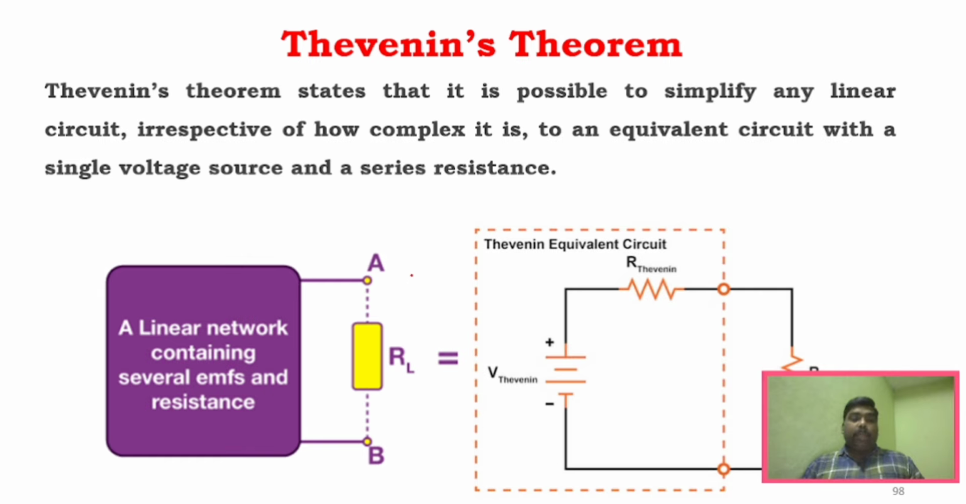You can see here this is a complex linear circuit where you have a circuit with many elements and with RL, that can be simplified to an equivalent circuit which is called the Thevenin equivalent circuit, with a voltage source in series with the series resistance, right? As I said, any circuit, irrespective of how complex it is, we can simplify to a small circuit which has one voltage source in series with the series resistance, and apart from it, you will also have this load resistance. So this is Thevenin's theorem.